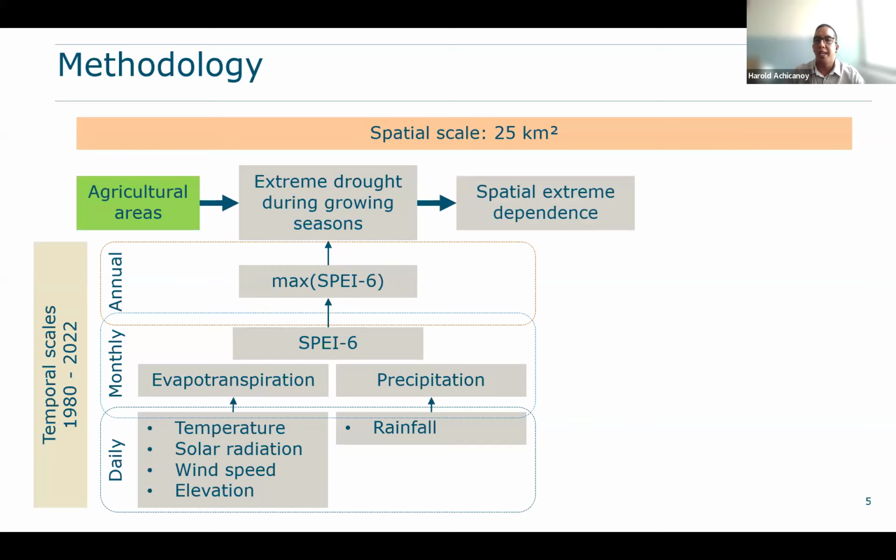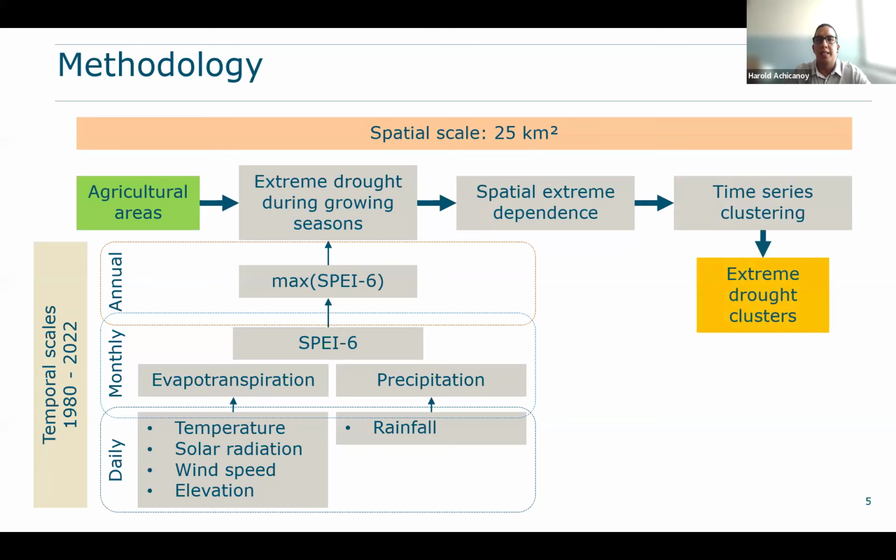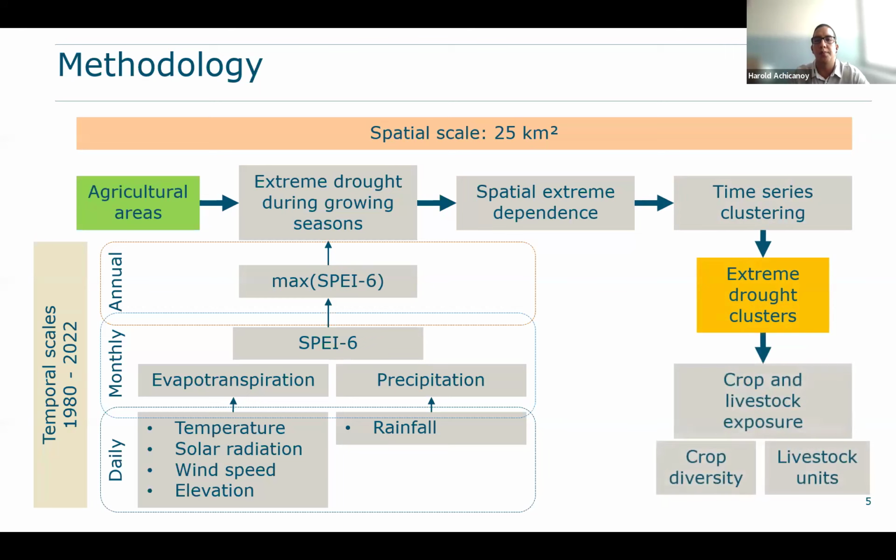But the main characteristic or the main value added of this study is that we explore the spatial extreme dependence. We do this through calculating the F-madogram, which is a metric of extreme dependence. And with that metric, we define time series clustering. With applying this methodology, what we identify are something that we call extreme drought clusters over the world.